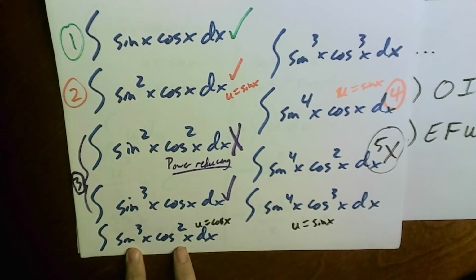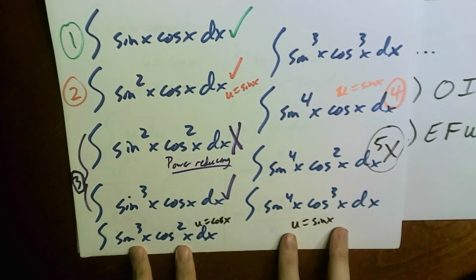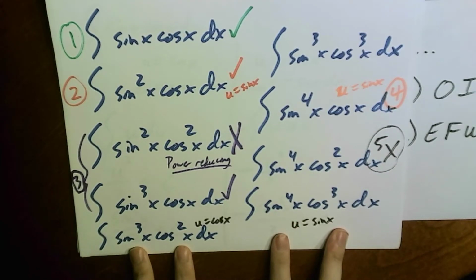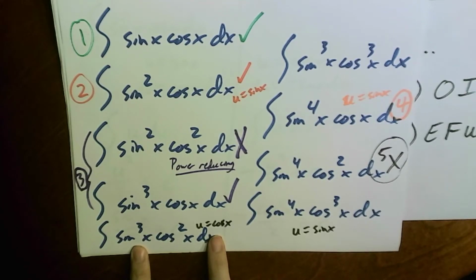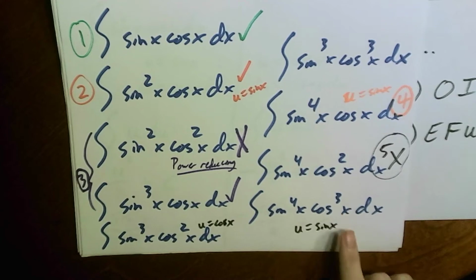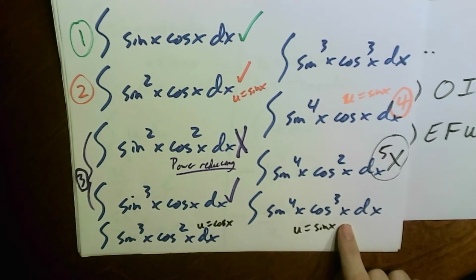And when I mixed it, when one was odd and the other was even, one of the subs was better than the other. But at least one of them worked. Having an odd number of sines was great because I could use one for my du and I was left with sine squared. Having an odd number of cosines was great. I could use one of the cosines to help with my du and I'm left with cosine squared.